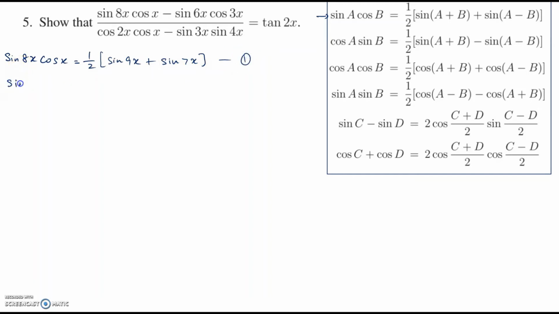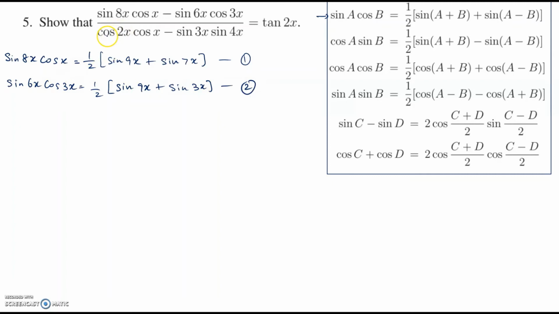Then sine 6x cos 3x, again using the same formula, this becomes sine 9x, 3x plus 6x is 9x, plus 6x minus 3x will be 3x. So sine 3x. So let's call this expression 2.